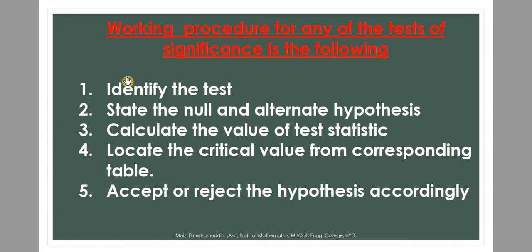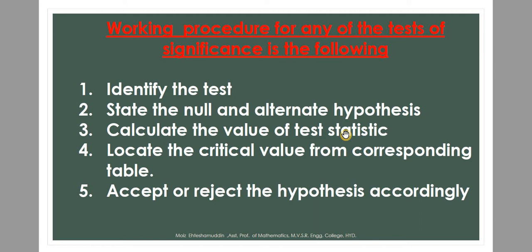This is to be memorized: these are the steps involved in applying any test of significance. When a problem is given, you have to identify which test is to be applied, and you have to write the null and alternative hypothesis. You have to calculate the value of the test statistic. For example, we are talking about the t-test, so we will calculate some t value. For the f-test, we will calculate the f value.